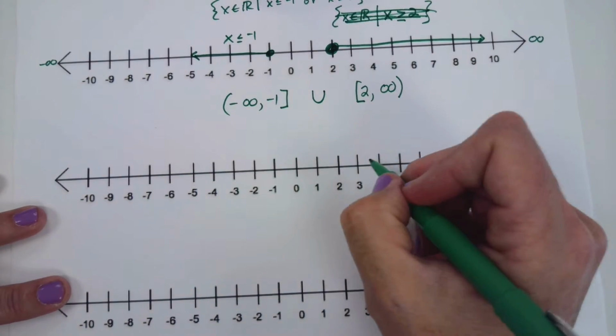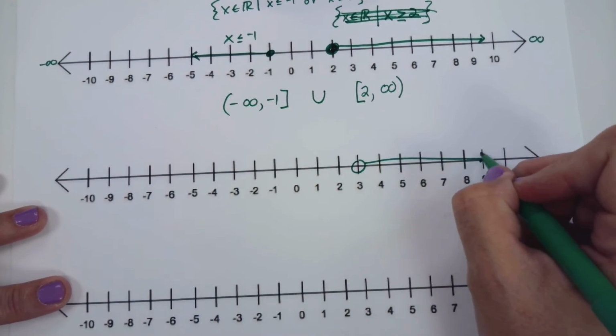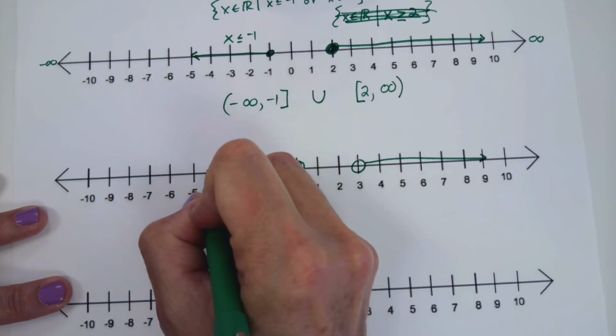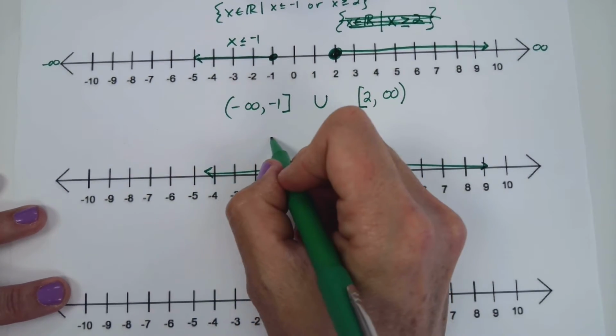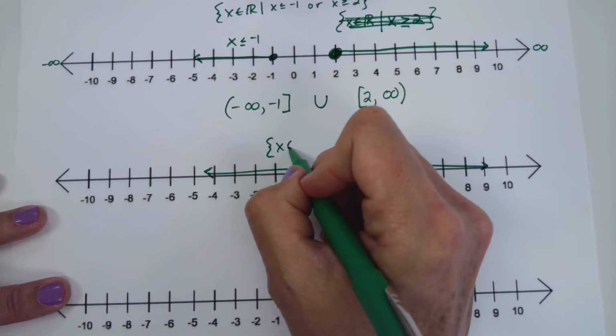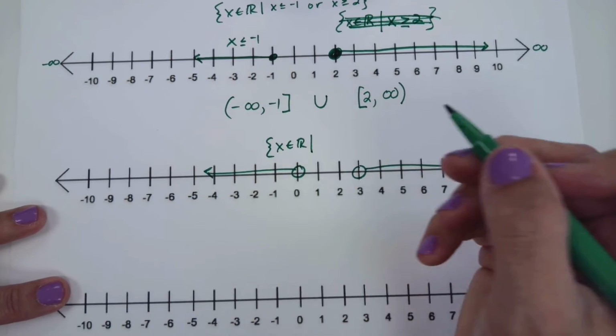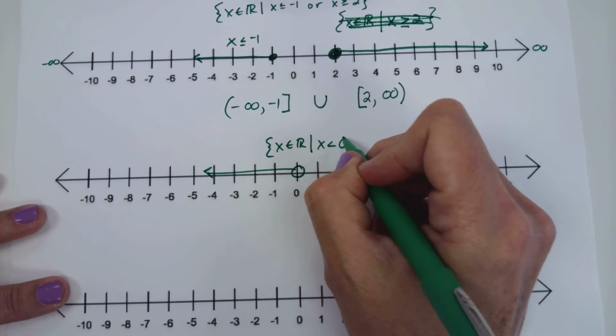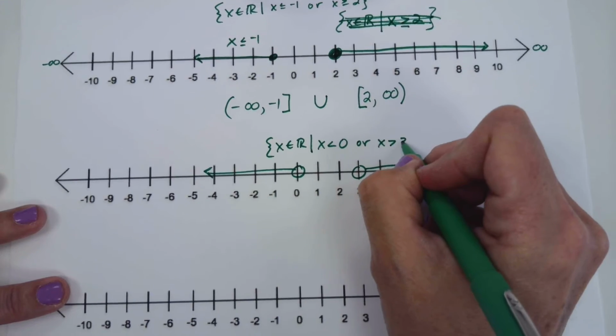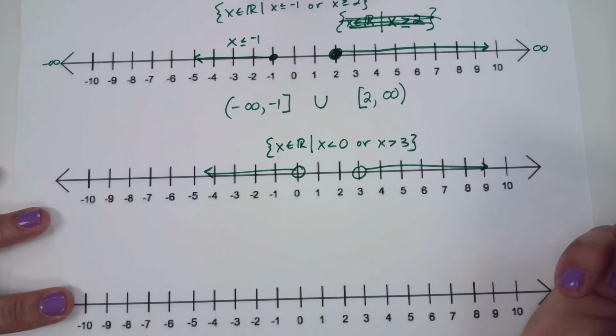First of all, let's go from like here over, and how about 0 back? So if I was doing set notation, I would say, hey, x is an element of the real numbers such that either x is less than 0 or x is greater than 3. And then I would do my interval notation.